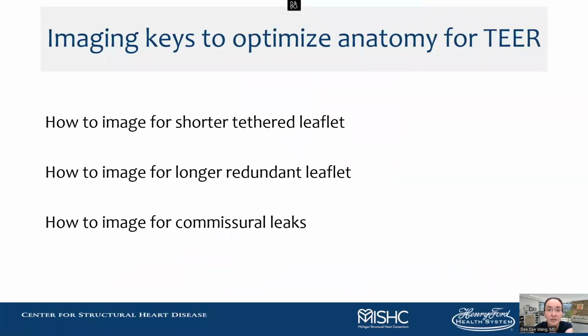Now that we understand the clip design, we should go to optimizing imaging anatomy for edge-to-edge repair. There are three key patient anatomies that are very challenging for doing edge-to-edge repair. The first one will be the patient with a short tethered leaflet. The second one will be the exact opposite. A patient with a long redundant leaflet is also equally challenging. And number three will be a patient that has a commissural MR leak. Let's go through them one by one.